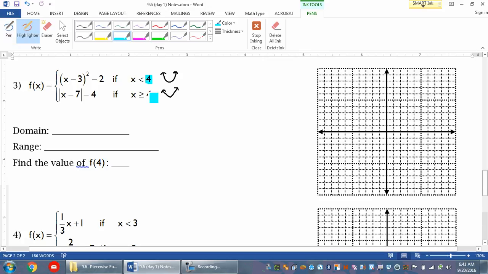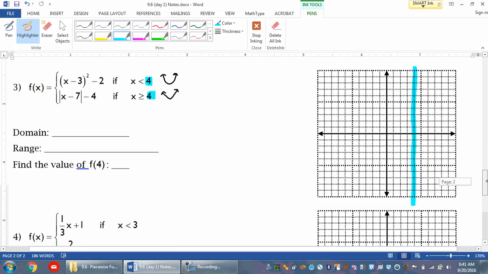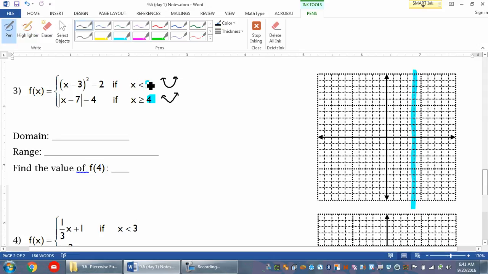Alright, my restriction is at 4. So I'm going to come over here and graph it with a vertical line. So again, that line I will be erasing at the end. And that tells me where I'm going to have to switch patterns. So, over here, look, my arrow is facing this way, so I'm going to have the U on the left side of the line, and it's going to be open.